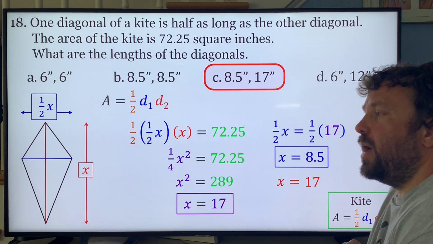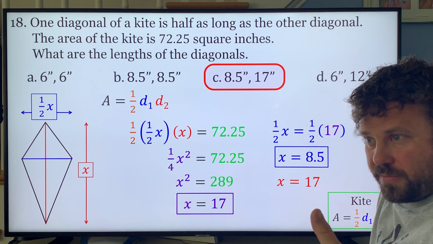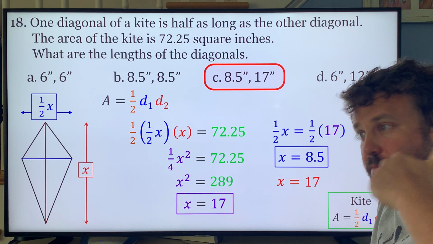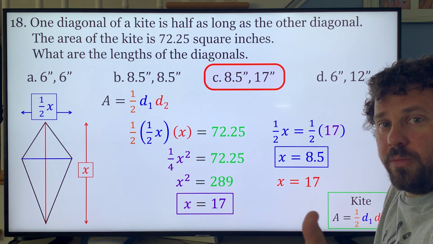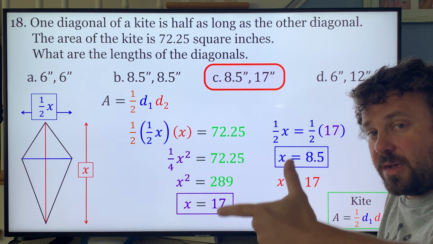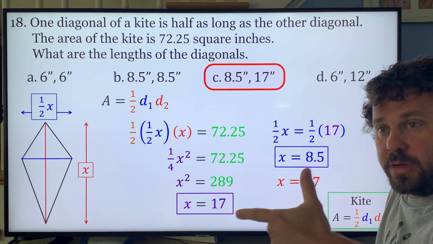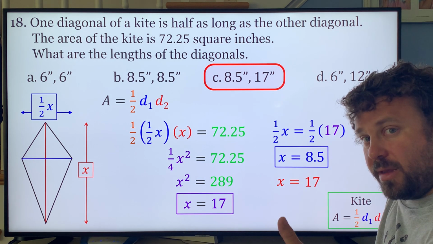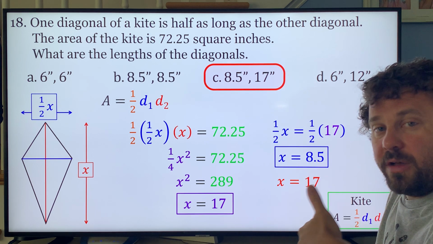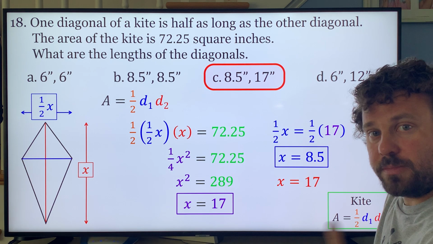Well done. So that is area of a rhombus: 1/2, diagonal 1, diagonal 2. A kite, 1/2, diagonal 1 times diagonal 2. And a trapezoid, 1/2, the height times the quantity of the sum of the bases.